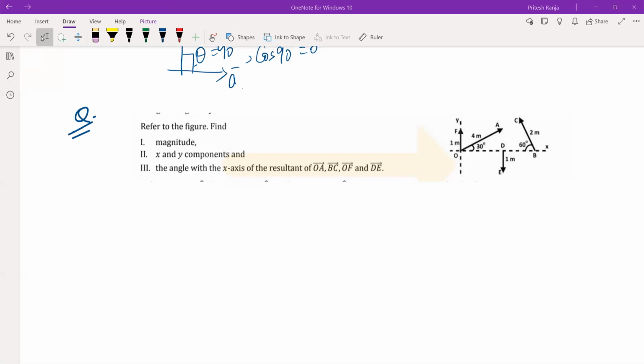Quickly we will do. Whoever will be done, they should let me know the answer in the chat. So only 30% of you have done. So all should do this. Carefully observe what is given here, what is needed to be found. You have to find the magnitude, x and y components of all these vectors.